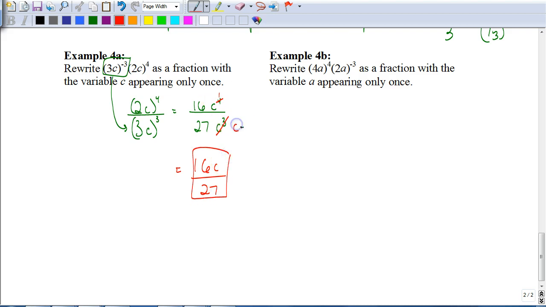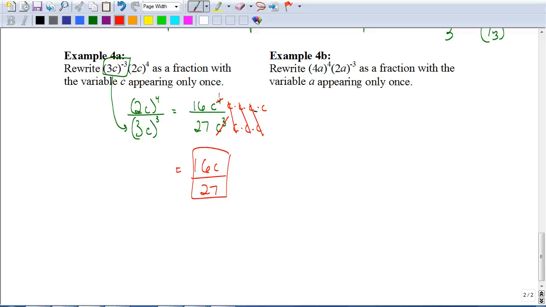Again, what I just did is C cubed is the same as C times C times C. C to the 4th is the same as 4 C's. So I just realized that if I have 3 C's in the bottom and 4 C's from the top, the 3 on the bottom take out 3 from the top, leaving me with just 1 C in the numerator. So I'd have 16C, like I said, over 27. That can't be reduced, so that would be my final answer.